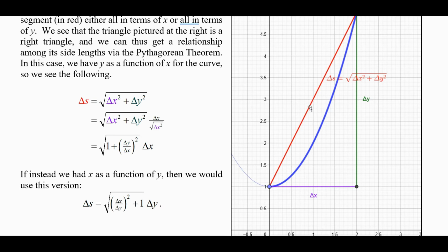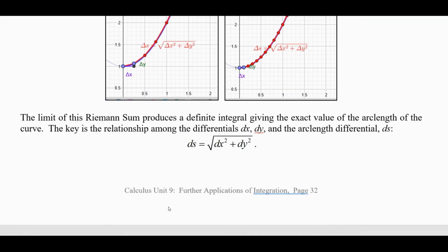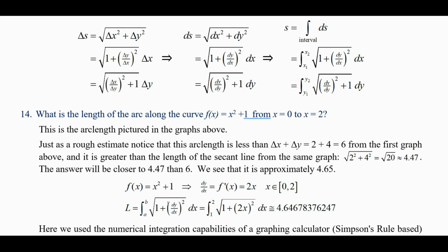Okay, and it's still less than the square root of 20. It's actually greater than the square root of 20. So that's a below estimate, and this is an above estimate. So somewhere between there. The square root of 20 is about 4.47, so that's a rough estimate of what we expect to get. But it's going to be certainly between that and 6, and the 4.47 is a closer estimate. We'll see below it turns out to be about 4.65.